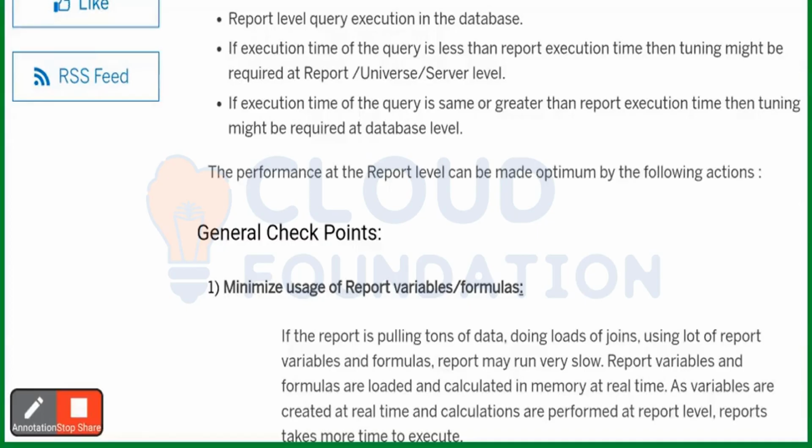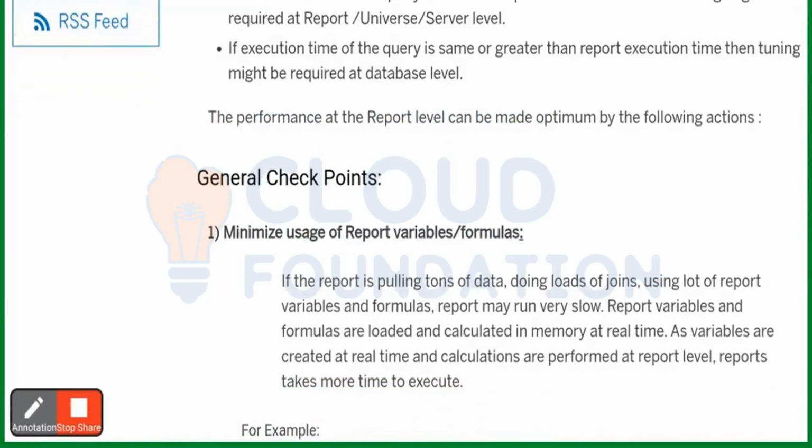They might do some partitioning at their database level. They will use aggregate tables, or some other option at the database level, to fix the performance issue from the database side. But if the issue is not from the database side, we have to check whether it is a report side, a universe side or a server side. We have to take responsibility from our BO team and fix the issue from our BO side.